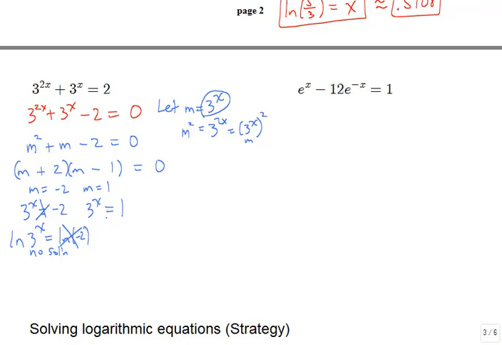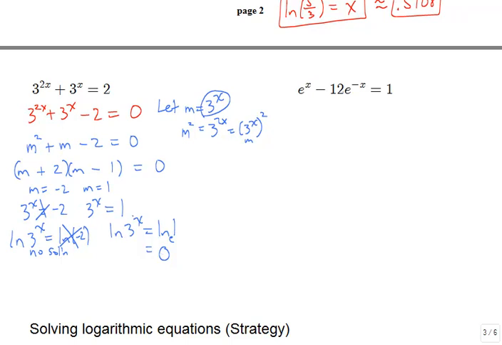So let's take the ln of both sides for this second equation. So ln of 3 to the x equals ln of 1. What is the ln of 1? If you take base e, what power would you have to raise base e to get it to turn into a 1? You would have to have a power of 0. So the ln of 1 is just 0.